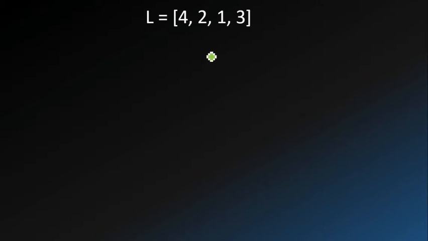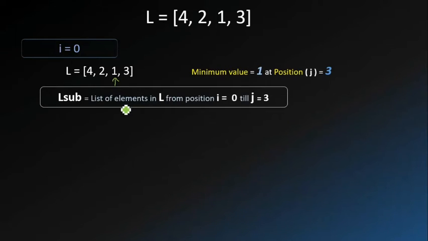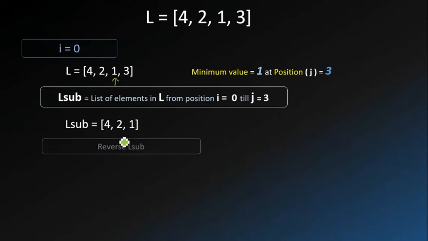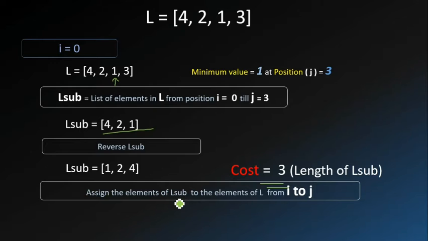So let's take this test case of 4213. We are going to perform iteration from I equals 0 till length of L minus 1. Here we're going to find the position of the minimum value, which is found to be value 1 and the position is 3. Now we are going to assign L sub, which is a new list for the sub array from position 0 to 3. It's going to be 4 to 1. Then we are going to reverse the order of 4 to 1, which is going to be 1 to 4, and the cost is 3, which is the length of L sub. Now we're going to assign the elements of L sub to that of L from position 0 to 3. So it's going to be 1 to 4, 3.